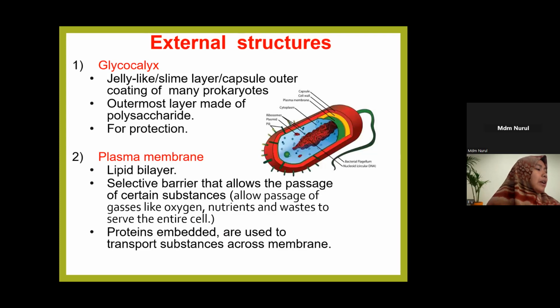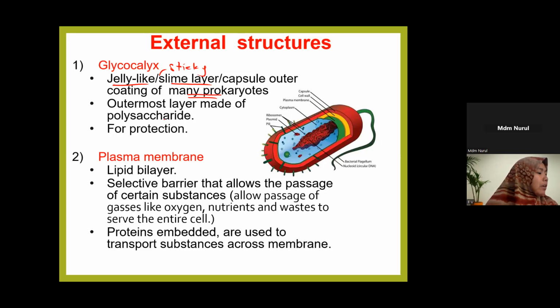Okay. Right, glycocalyx is a jelly-like or slime layer. So, sifat dia, dia berlendir ataupun dia sticky. Jelly-like or slime. So, dia sticky lah. Dia melekit bentuk dia, sifat dia, okay? Right. So, glycocalyx is the outer coating of many prokaryotes. Dia lapisan paling luar of a prokaryote, right?